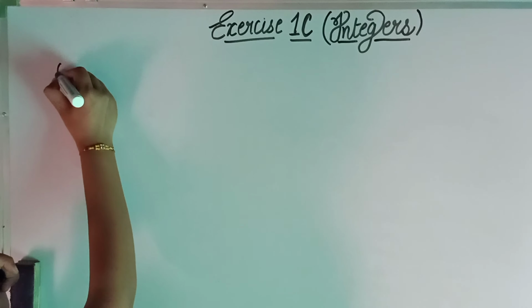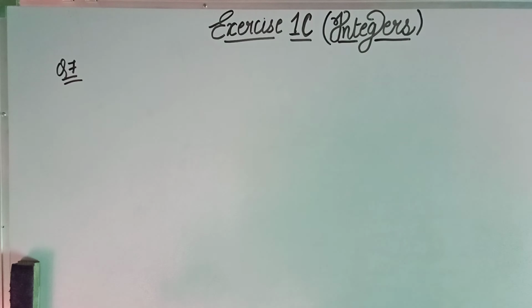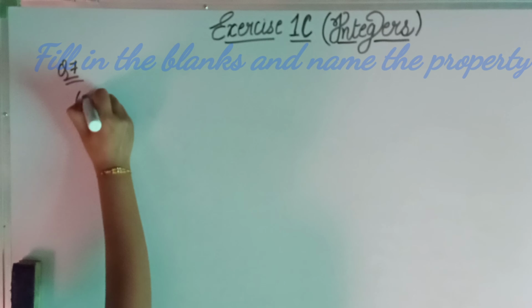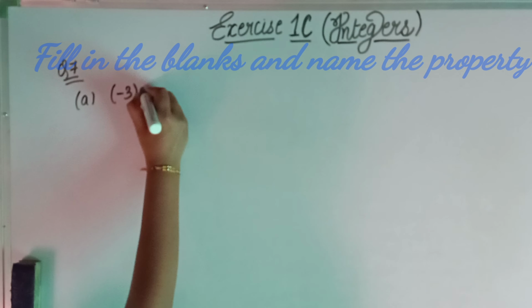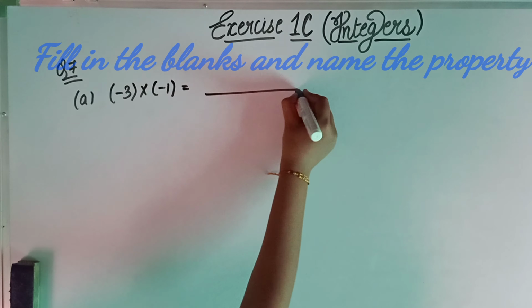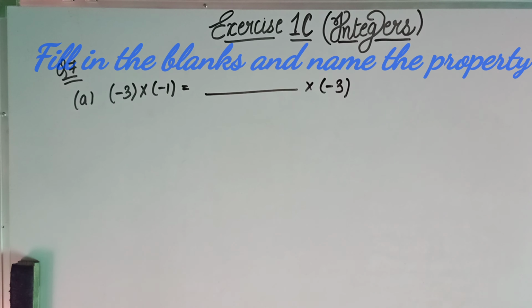So here we are moving with question number 7. Question number 7 is: fill in the blanks and name the property which has been used. So the first one which we have is -3 into -1 is equal to dash into -3.